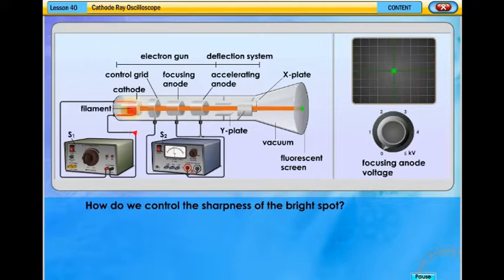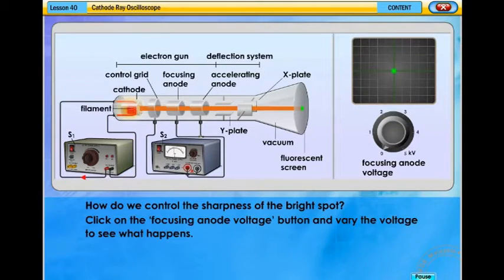How do we control the sharpness of the bright spot? Click on the Focusing Anode Voltage button and vary the voltage to see what happens.